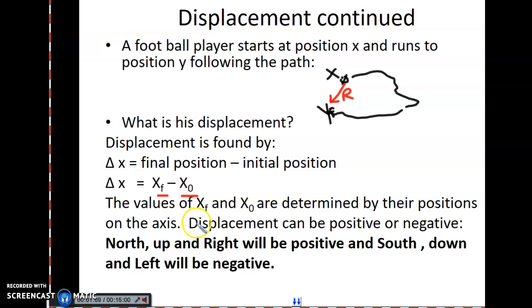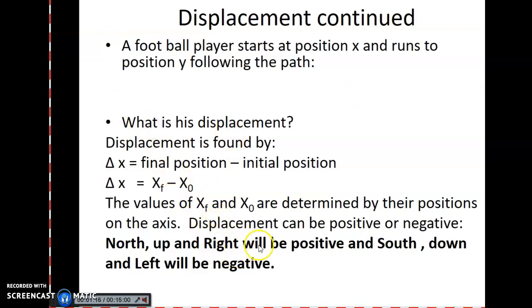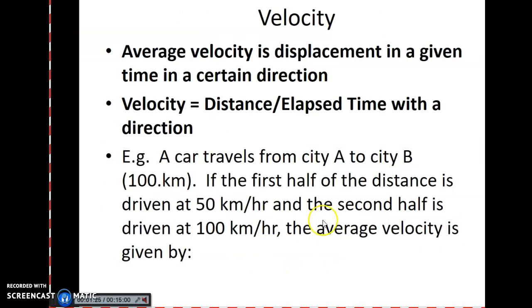When we get to acceleration, you do final velocity minus initial velocity. Very important. We will, again, have our positives and negatives, north being up and right being positive, and south, down, left being negative. We do have an average velocity. Every once in a while, we'll just have a problem that's just average velocity.